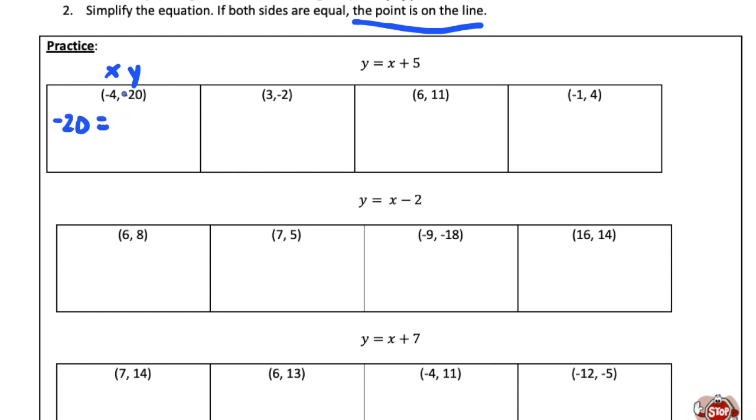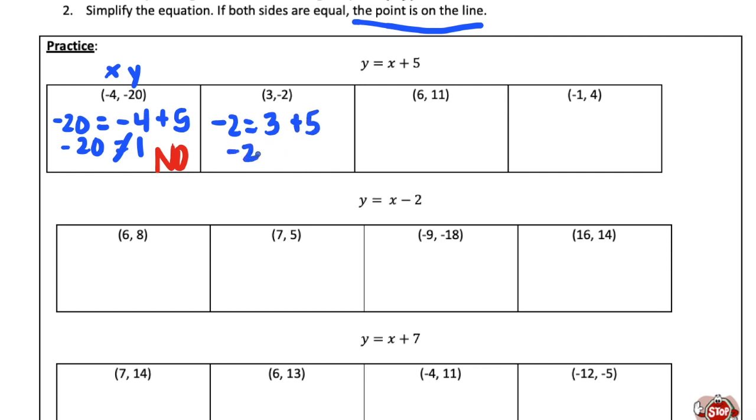I'm bringing down my equal sign, plugging in my x value of negative 4, and I need to add 5 to it. Negative 20 equals 1. That is not true. So that means that this point would not be on our line. So we check our next one. We plug in our y value first, equals our x value plus 5, and negative 2 does not equal 8, so no, this point is not on our line.